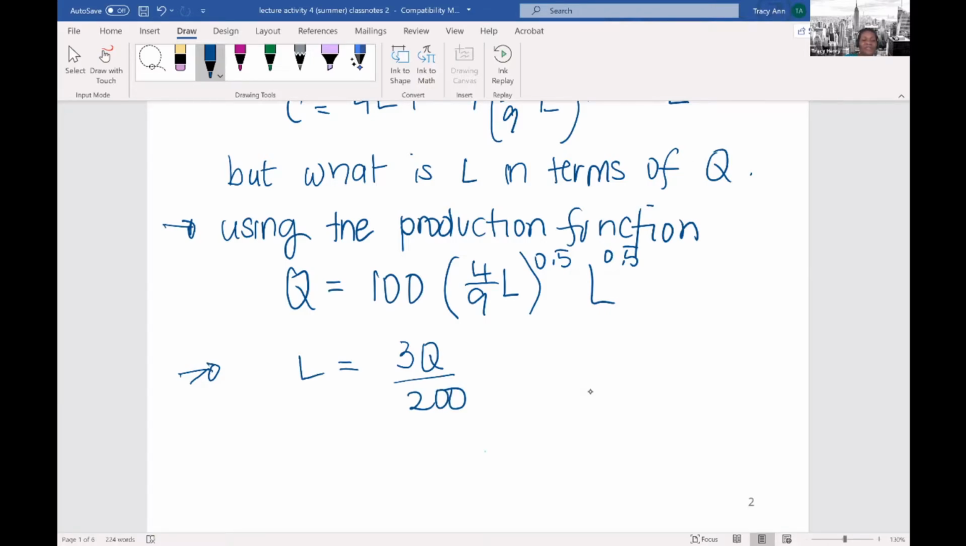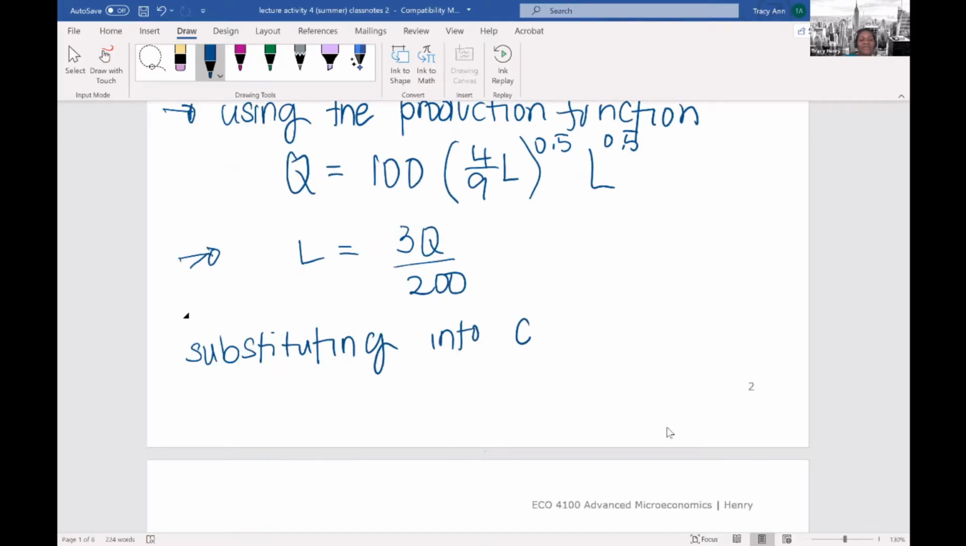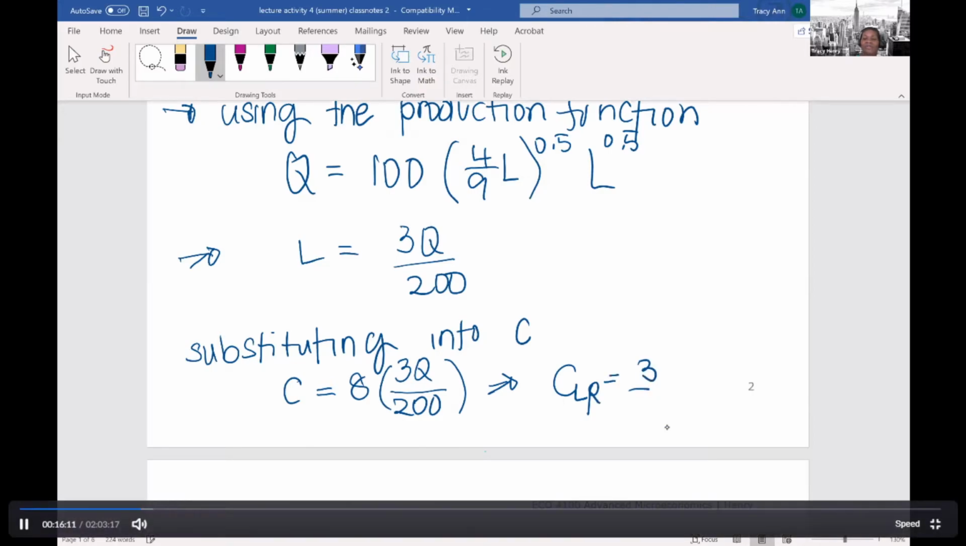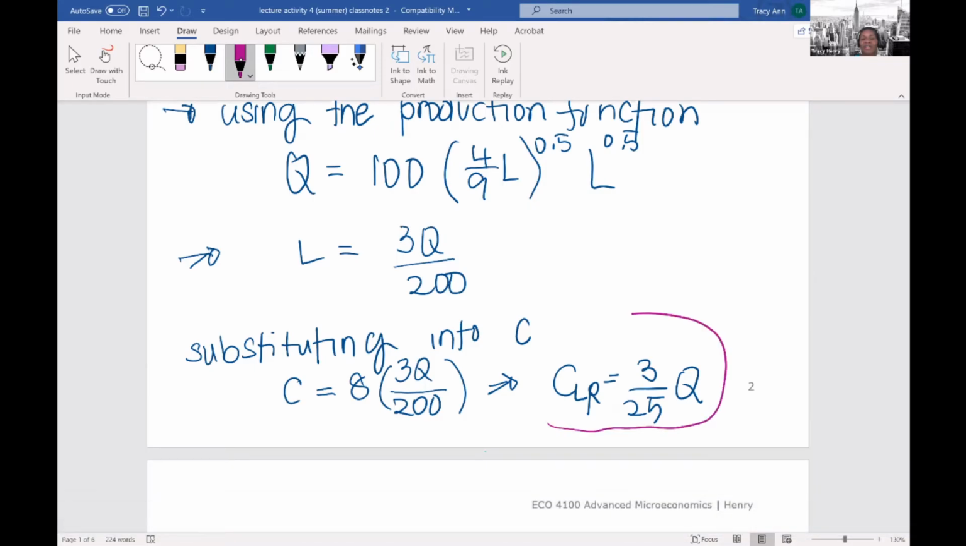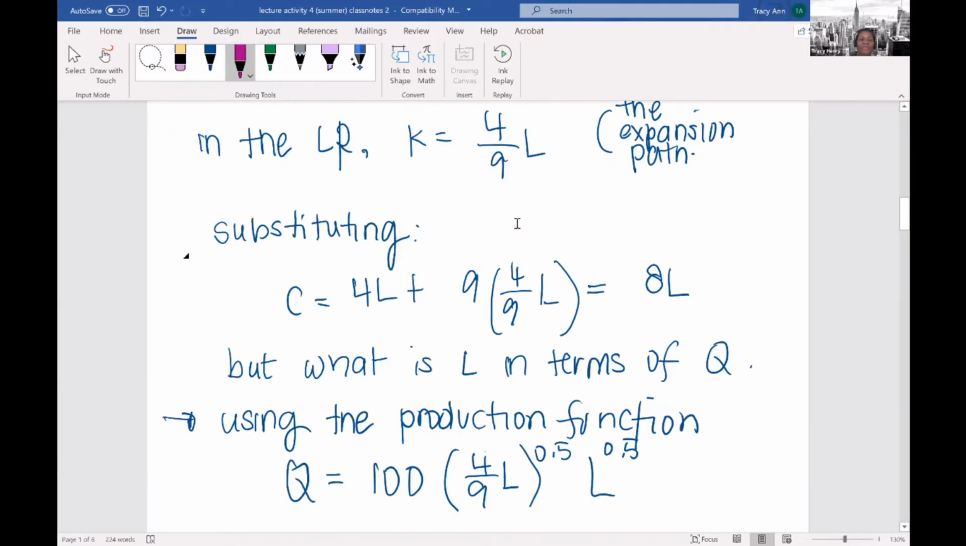So you can substitute this into C. Then we will end up getting C is equal to 8 times 3Q over 200, right? So this tells us that our C long run is equal to 3/25 Q. So our long run cost function, this is what we have. This is our short run cost function from the previous situation.